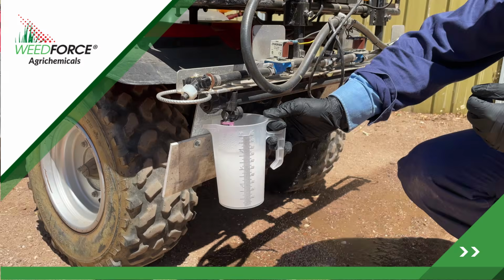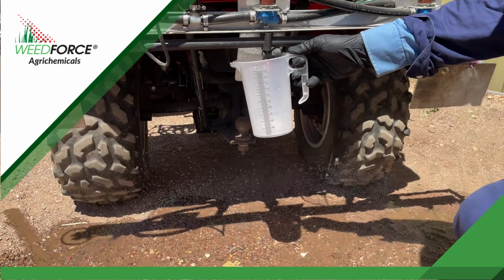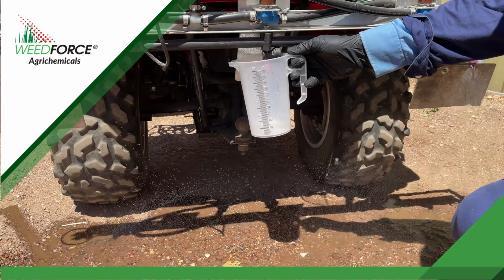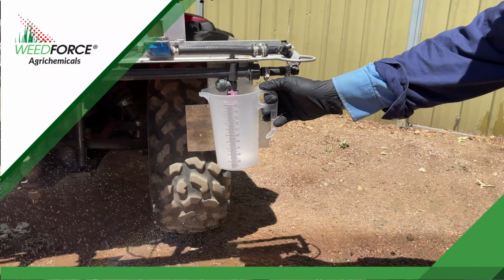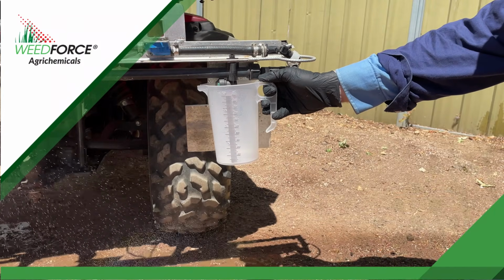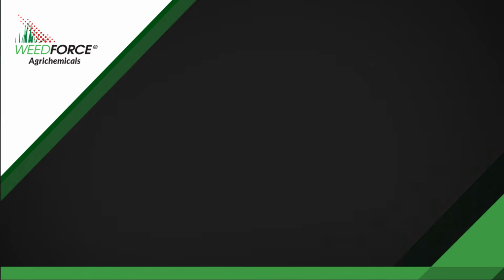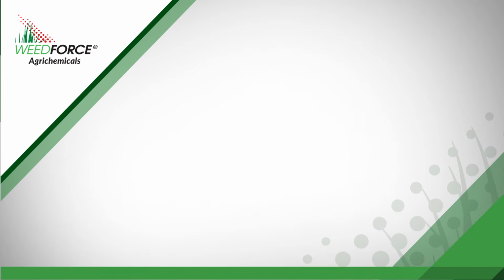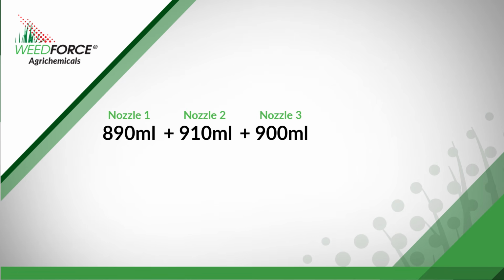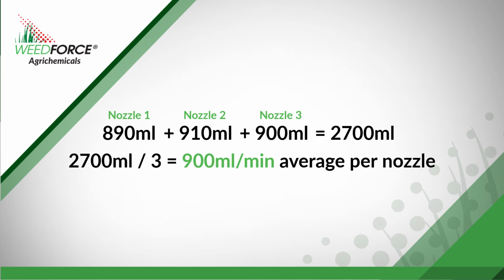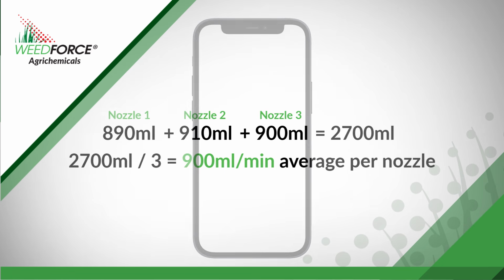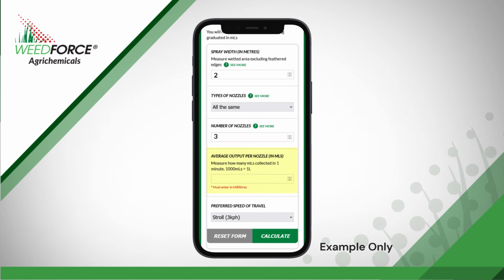For each nozzle type you have, once you have measured the total output of each nozzle, add up all the output values and divide it by the total number of nozzles you have for that type. This gives you your average output per nozzle. In this example, I measured 890 ml, 910 ml, and 900 ml. By adding these three values up and dividing by the number of nozzles, which was 3, this gives me an average output per nozzle of 900 ml per minute. Enter this value into the Weed Force Spray Calculator.